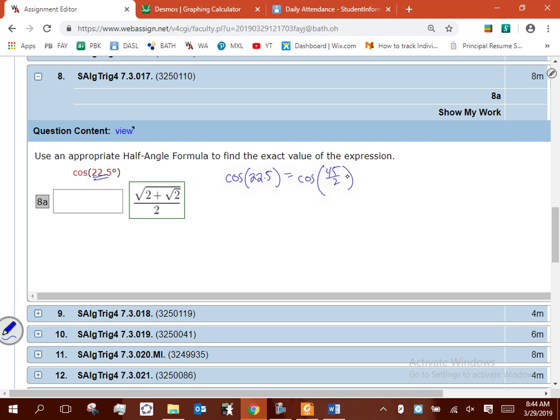The reason we want to do that is because now the 45 is the theta that needs to go into our formula here. Okay? And the cosine formula is plus or minus the square root of 1 plus cosine theta all over 2.